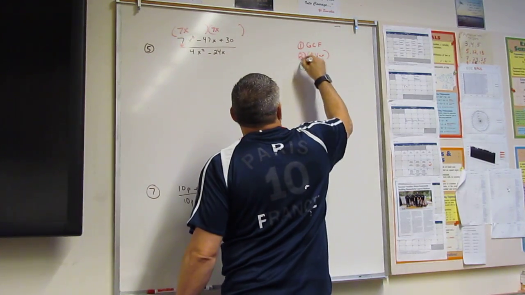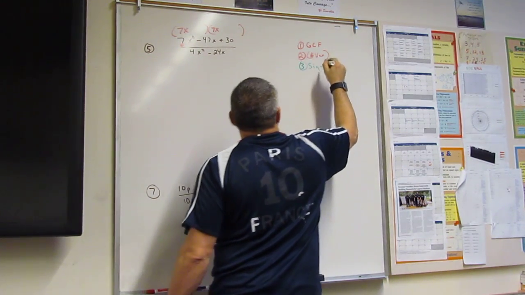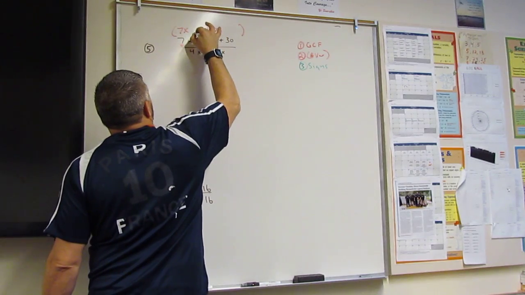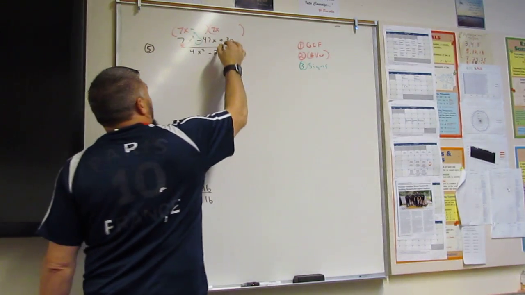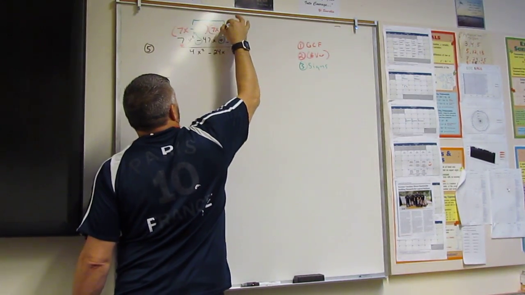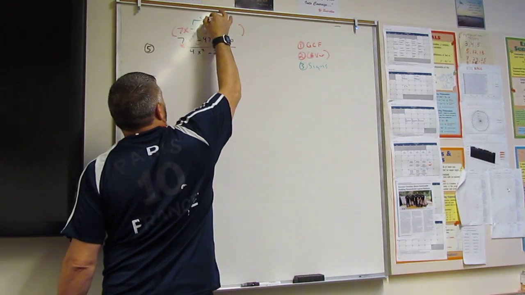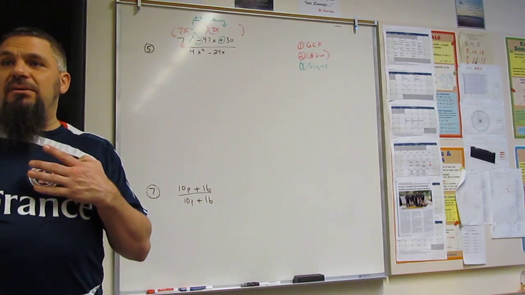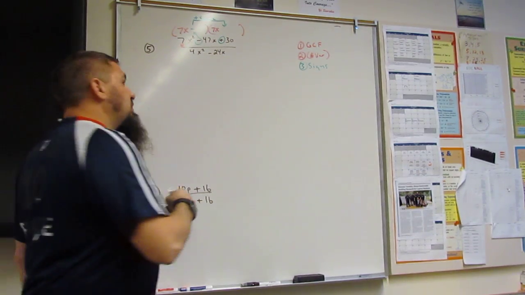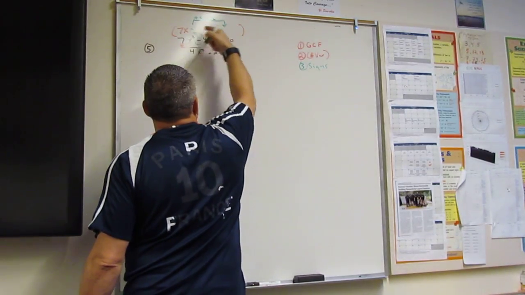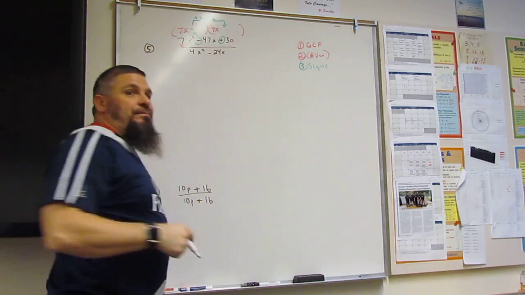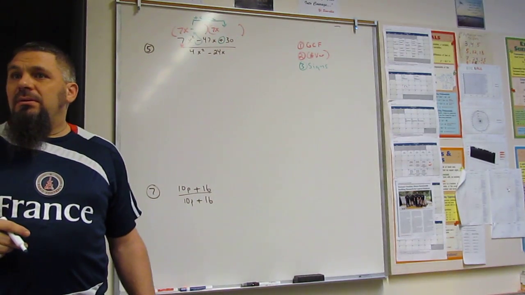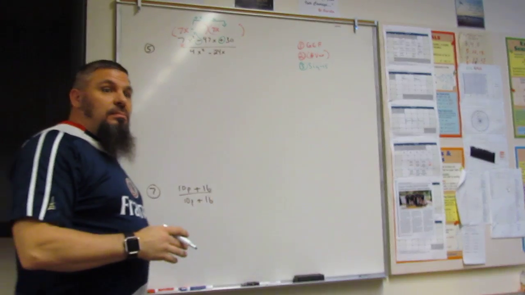Third step, signs. That means this sign comes up. This sign tells me that these 2 signs are the same. Right? A sum means that they're the same. That means these 2 signs have to be what? Minus.